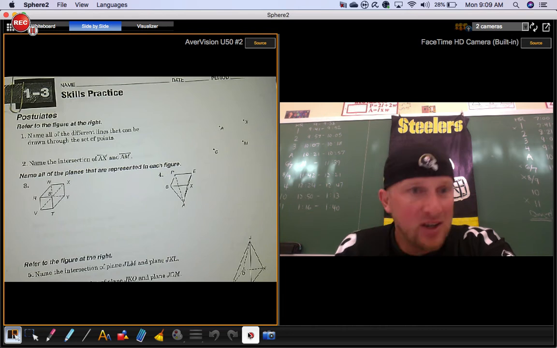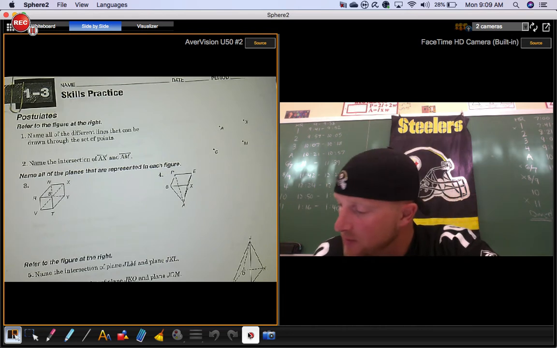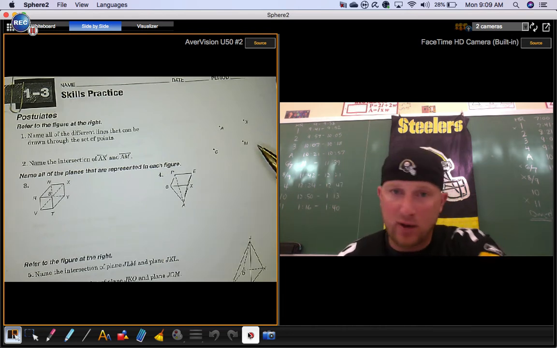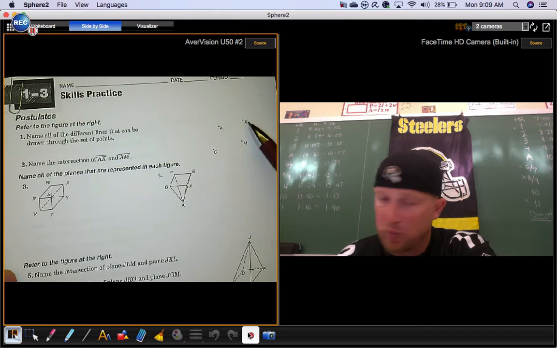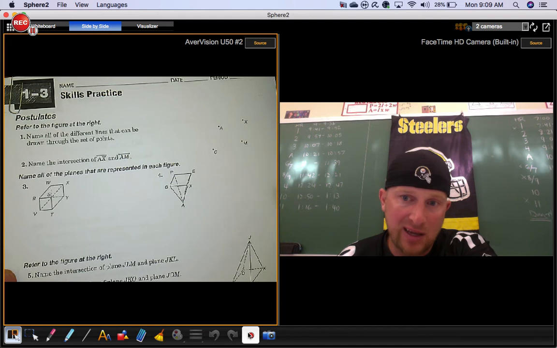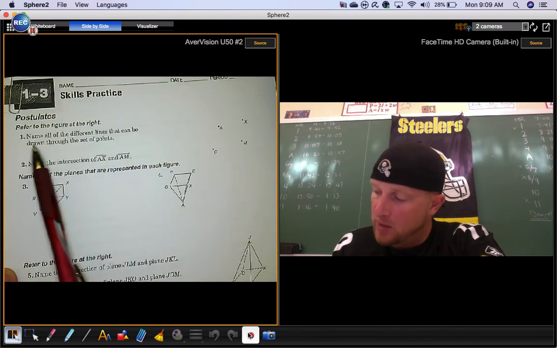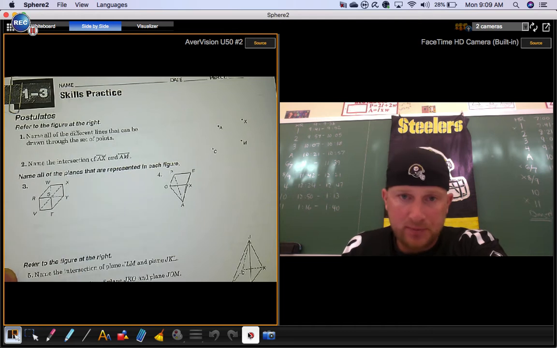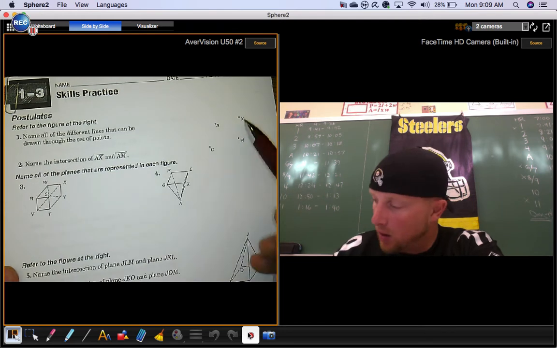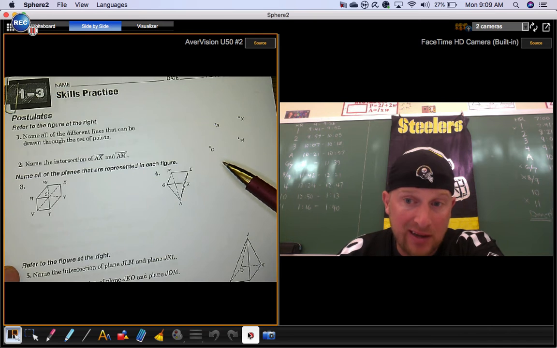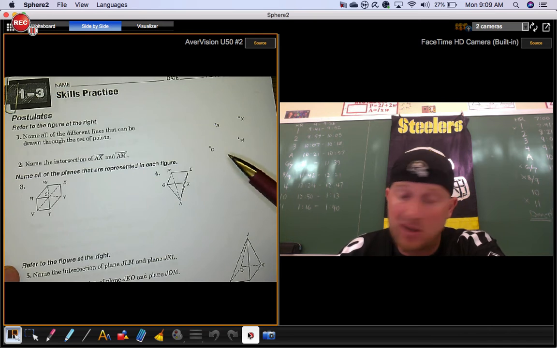Number 1, it says refer to the figure at the right. The figure at the right is just 4 points, and if you notice, these 4 points are non-collinear. It means you can't connect them with one line. Name all of the different lines that can be drawn through the set of points. So you can't connect all 4 of them, but what you could do is connect any 2. That's what our postulate says. Between any 2 points, there is one line.